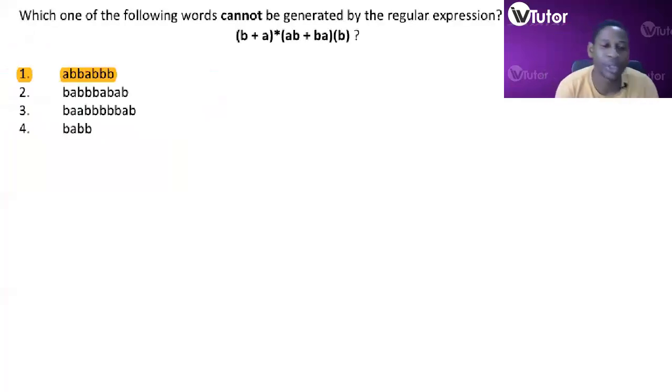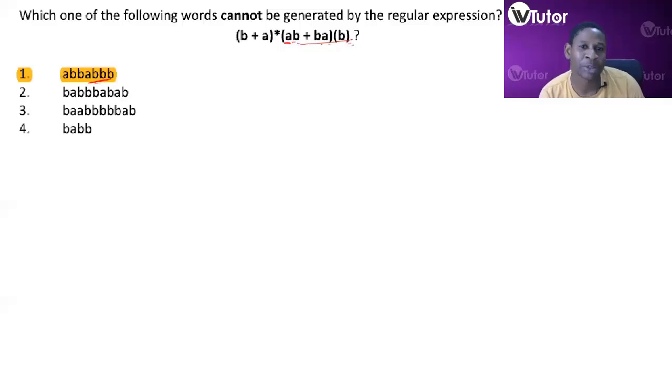Then let's look at this one as well. Which one of the following words cannot be generated by the regular expression B or A Kleene star, A, B or B and B? So all the words in this language end with a B, all right? Then we need to start with an A or a B, we can do that. What we cannot do, however, is end with a triple B here, right? It's either ABB or BAB. You cannot end with a triple B. So option 1 cannot be generated, right?